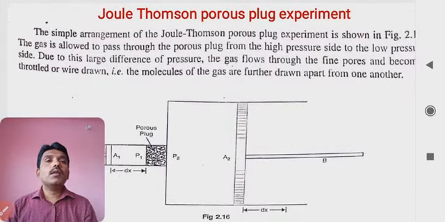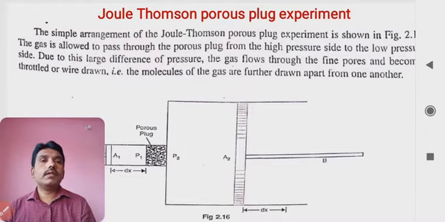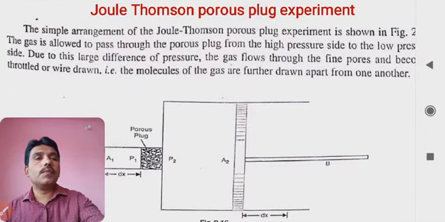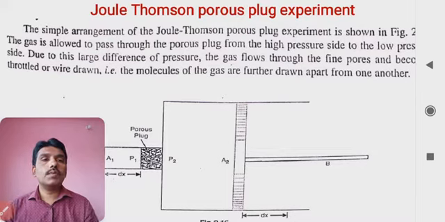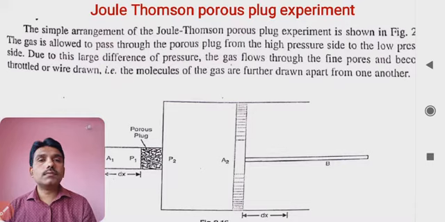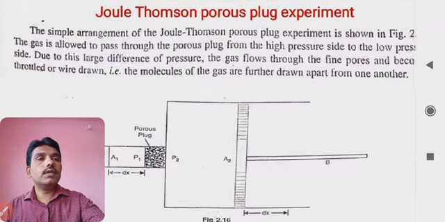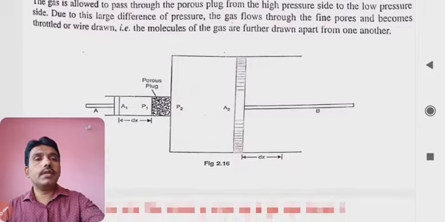So now the important factor, that Joule Thomson porous plug experiment. This is another part of the Joule Thomson porous plug experiment, based on the same factor. Here the gas is allowed to pass through the porous plug from the higher pressure side to the lower pressure side. So here is the figure diagram showing what is happening for the pistons.